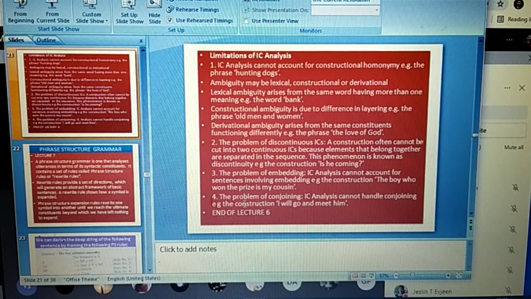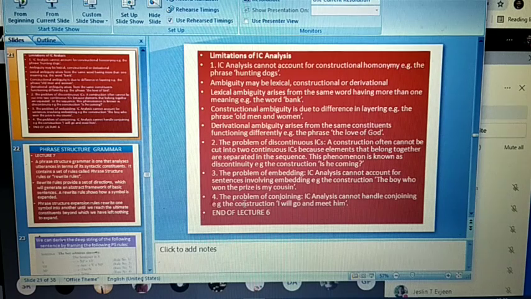Example, the construction: the boy who won the prize is my cousin. Look at that. The boy won the prize. The boy is my cousin. So such kinds of expressions, embedded constructions, cannot be analyzed by IC analysis.